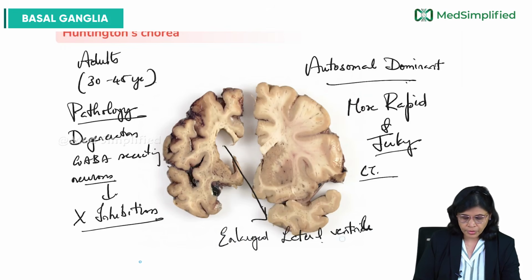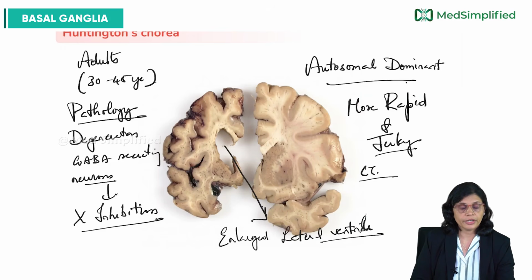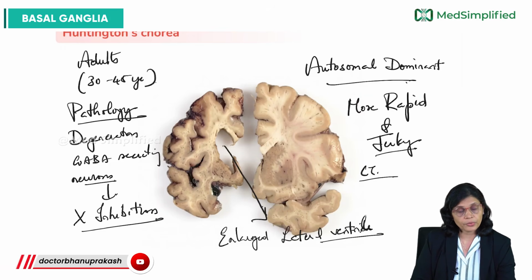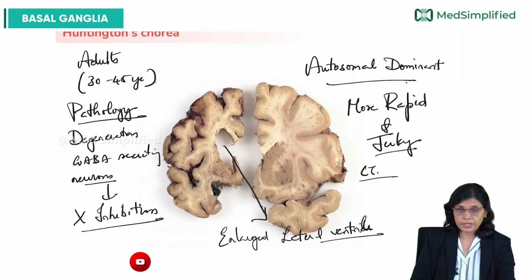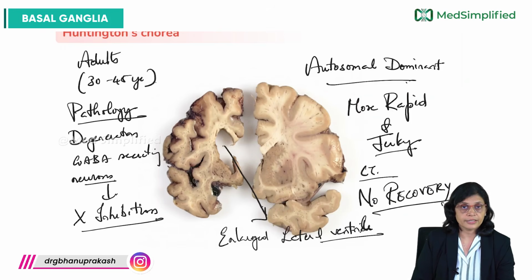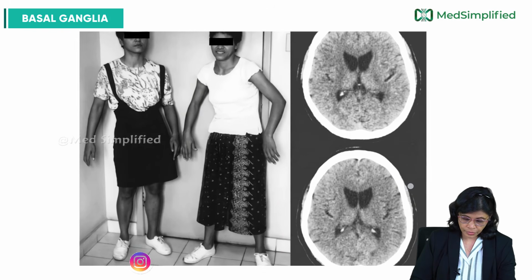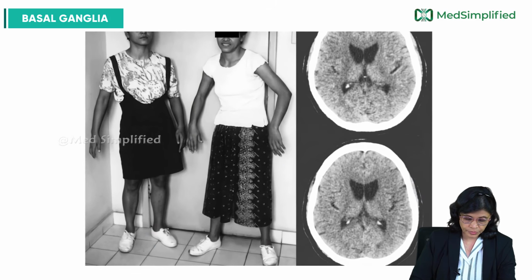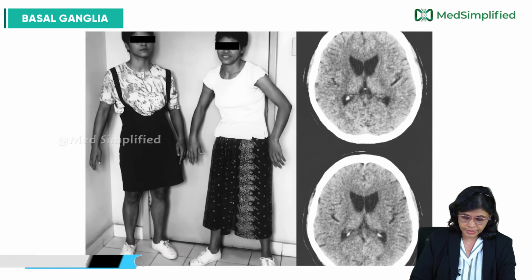So the lateral ventricle will be enlarged, mainly because of the degeneration of the caudate nucleus, because the caudate nucleus forms the boundary of the lateral ventricle, covering almost the entire lateral ventricle. So the caudate nucleus degenerates and the lateral ventricle enlarges. Sadly, there is no recovery in Huntington's chorea. So this is how we see the enlargement. This is Huntington's chorea.